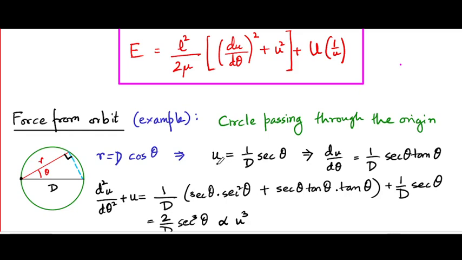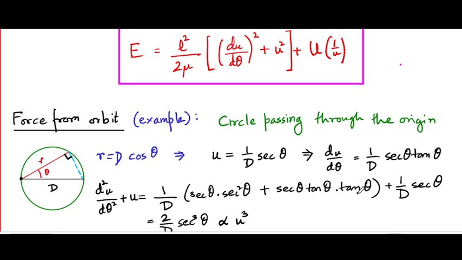So u, the variable that we are going to deal with, is 1 over D sec theta. We need d2u d theta 2 plus u. So du d theta, straightforward differentiation, 1 over D sec theta tan theta. And then you calculate d2u d theta 2 plus u. You get 1 over D sec theta tan theta differentiates to give you sec theta into sec square theta plus sec theta tan theta into tan theta. And of course this is the u.